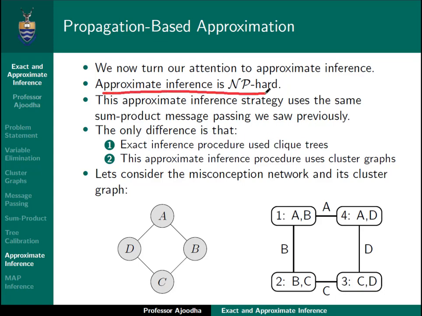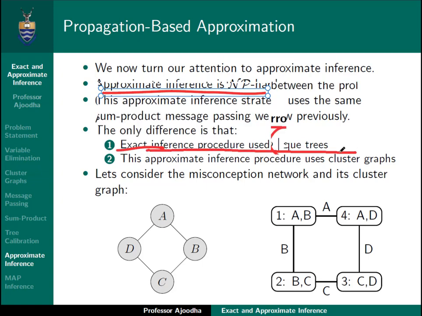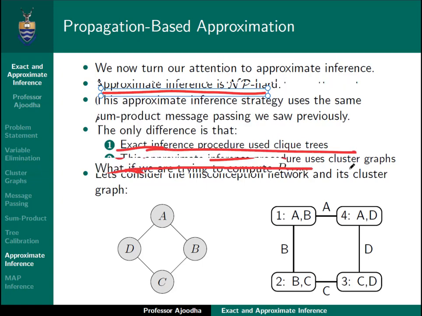As I told you before, approximate inference is NP-hard. We're going to use the variable elimination procedure in approximate inference as well. The difference between the approximate inference stuff that I'm going to show you now and the variable elimination with exact inference that I've shown you previously is just that the exact inference procedures are performed on clique trees, while the approximate inference procedures are performed on cluster graphs.